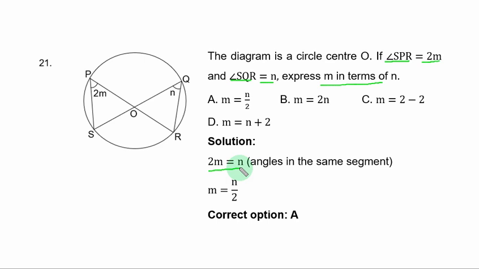To find M in terms of N simply means you should make M stand alone. So divide through by 2. M is equal to N over 2. A is the correct option.